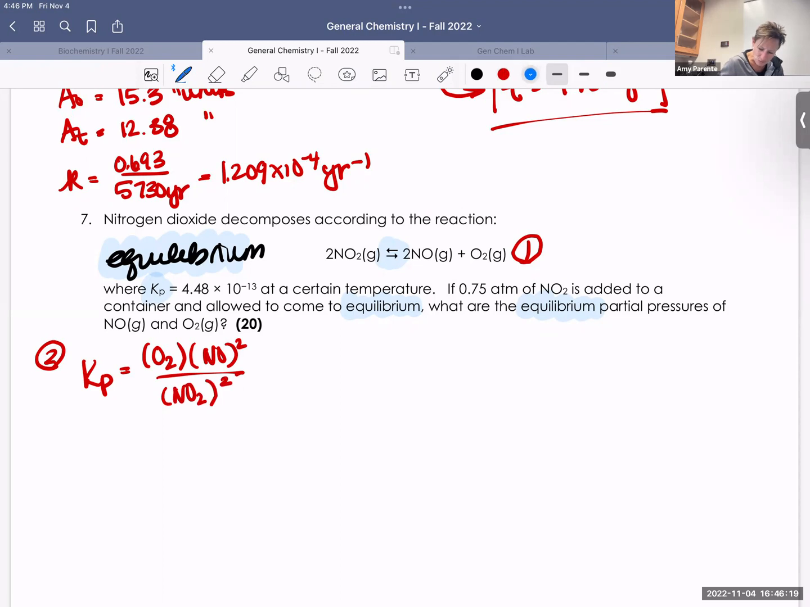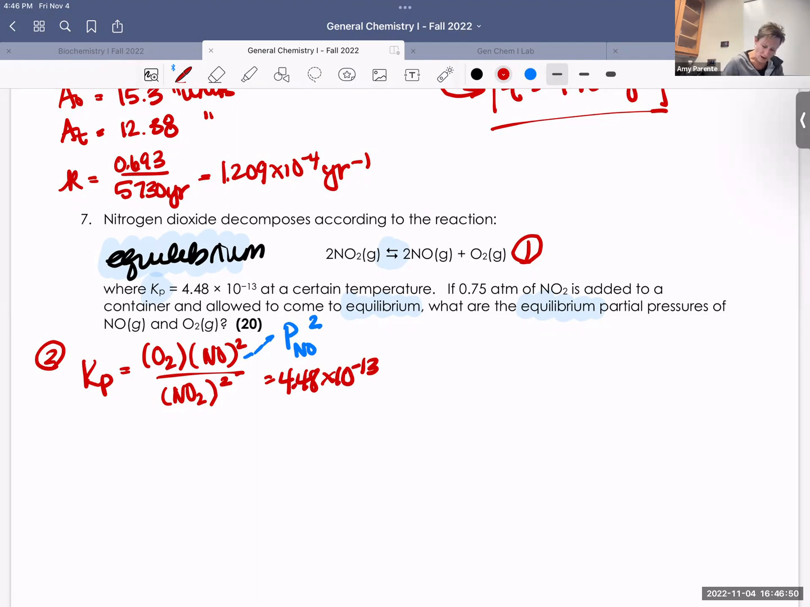Sometimes you might see these written as a P with NO, like that. That's another way to represent it, and that's totally correct as well. Numerically, this is equal to 4.48 times 10 to the minus 13th. Remember that equilibrium constants do not have units. Rate constants, very importantly, have units that differ and depend on the reaction order.